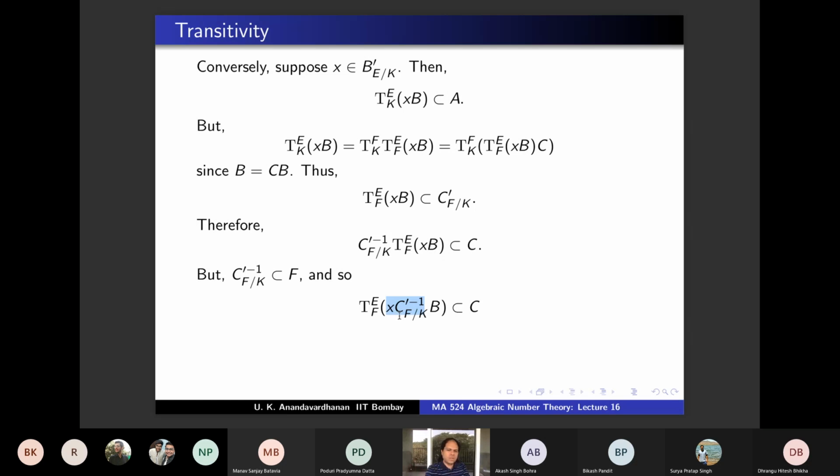These are all simple things. I'm just using the definition in various ways. So this is contained in B prime E over F, then X is contained in B prime E over F times C prime F over K. So that's what we wanted to show. We wanted to show that this dual lattice is transitive, and both sides are just the definition, nothing more.